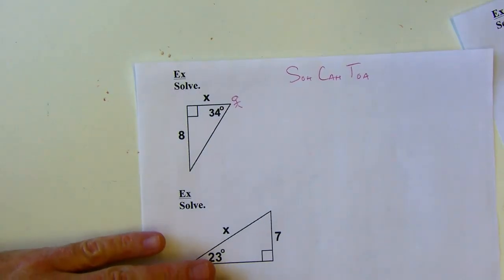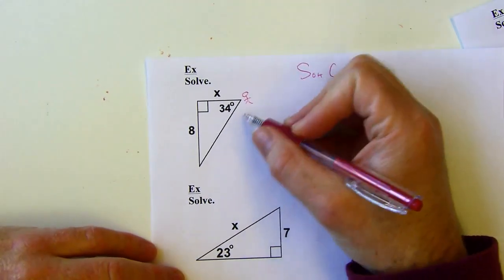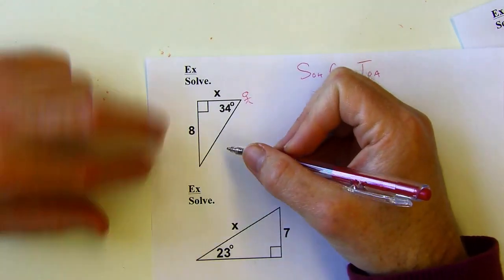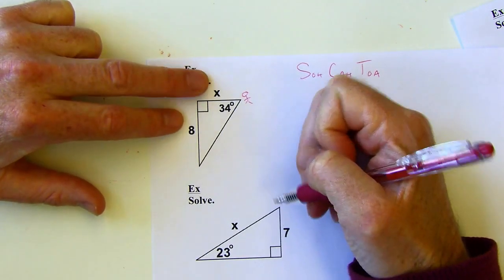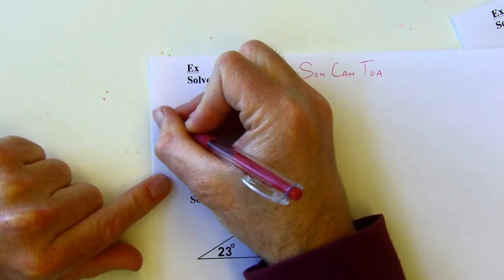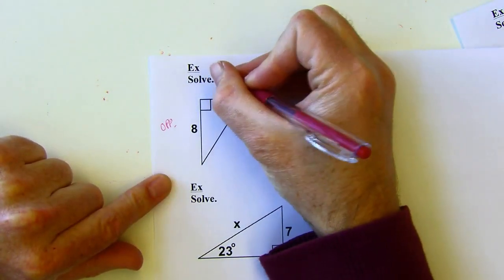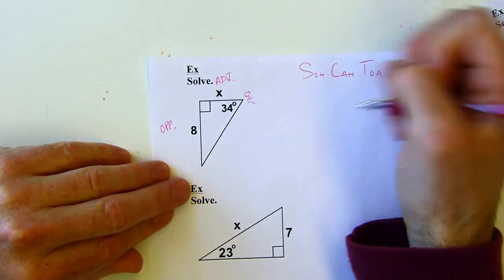Okay? And then I'm thinking about the parts of the triangle. I've got the hypotenuse down here, but that doesn't have anything marked. So I'm only going to label the parts that have the 8 and the x. So this would be the opposite leg, right? So this is opposite, and this would be the adjacent.